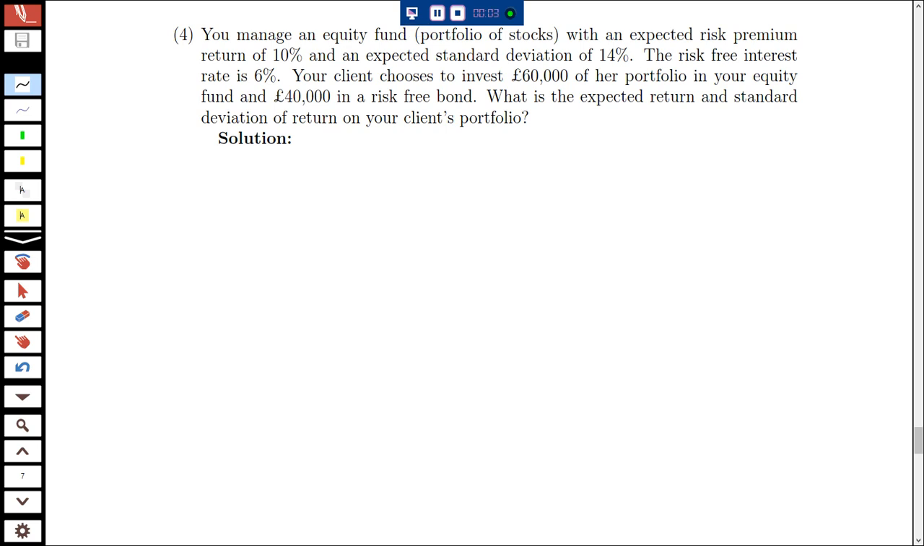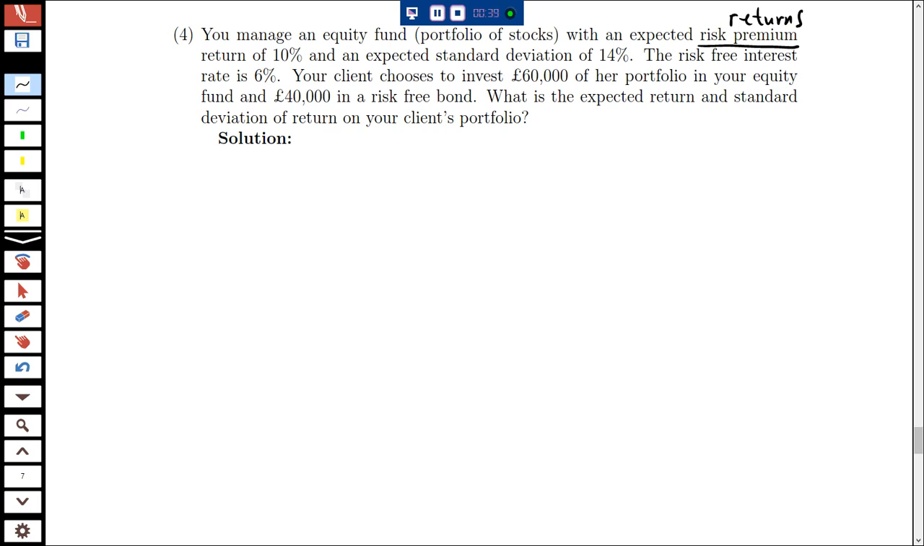Okay, so we're on tutorial 2, question 4. You manage an equity fund, so just some stocks, with an expected risk premium. So the premium, which is talking about returns here, just the reward for your risks, of 10% and expected standard deviation 14%. Okay, so that's some risky stocks with some risk and rewards. The risk-free interest rate is 6%.